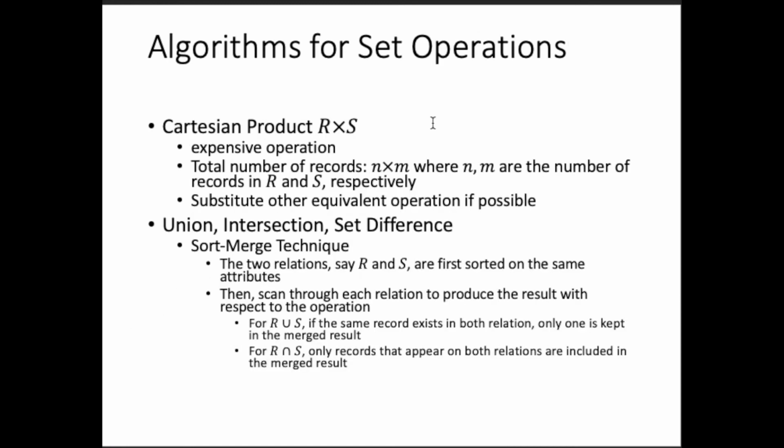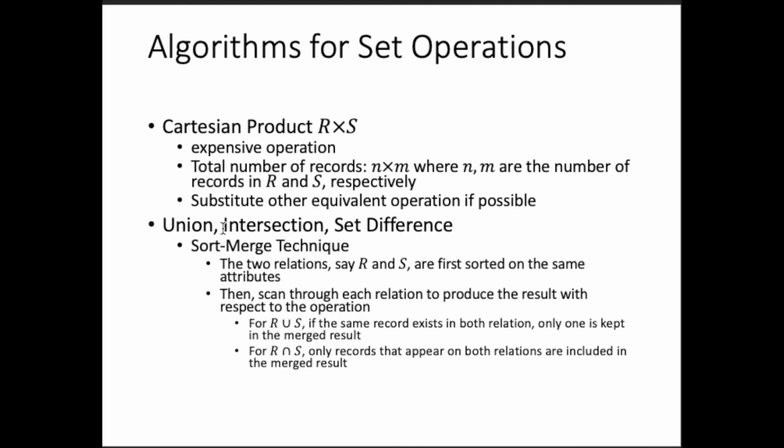Okay. For the set operations, yung Cartesian product, we know that this is very time consuming. As much as possible, we try to replace this with an equivalent operation. So as much as possible, iiwasan natin yung Cartesian product. But most of the time, yung reason why we do the Cartesian product is because we wanted to join the 2 tables, so might as well use the join operation.